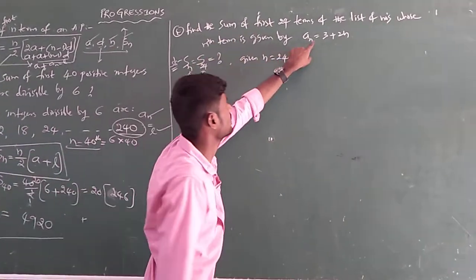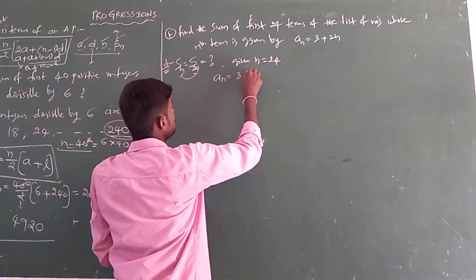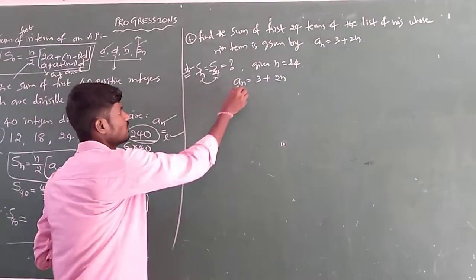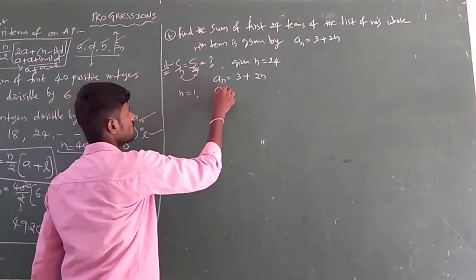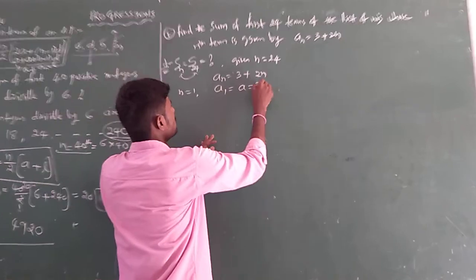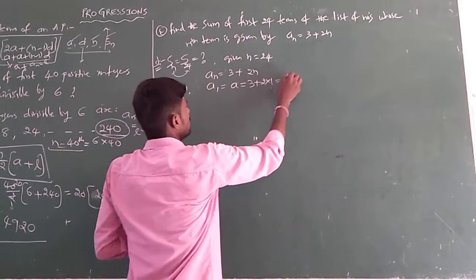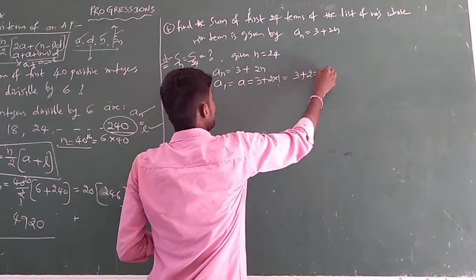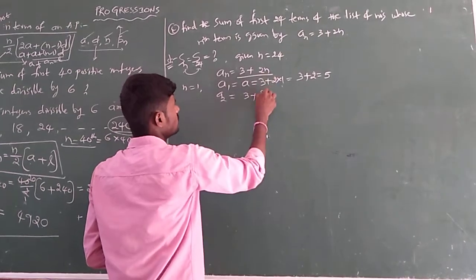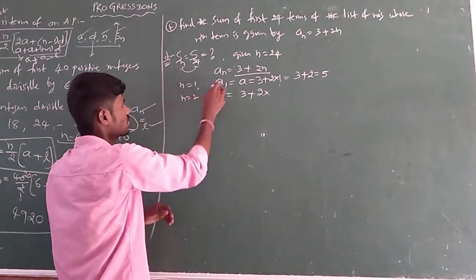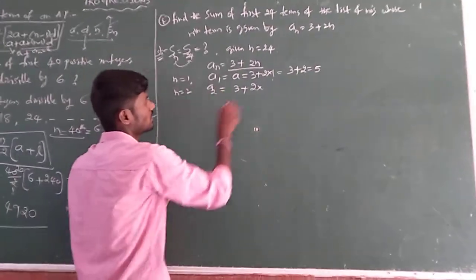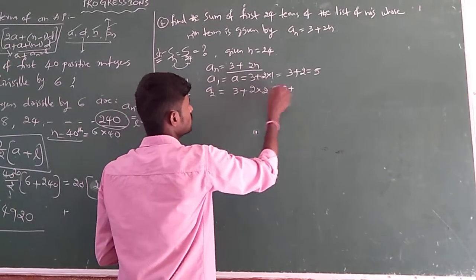Next, what they have given is an. So an is 3 plus 2n. If they have given an, how can we find a and d? Let us see. If I put n equal to 1, what will we get? A1, nothing but first term, nothing but a, that is 3 plus 2 into 1. So 3 plus 2 is 5. Next, a2 is what? In place of n, substitute n equals 2, second term, 3 plus 2 into 2, 3 plus 4, what will you get?